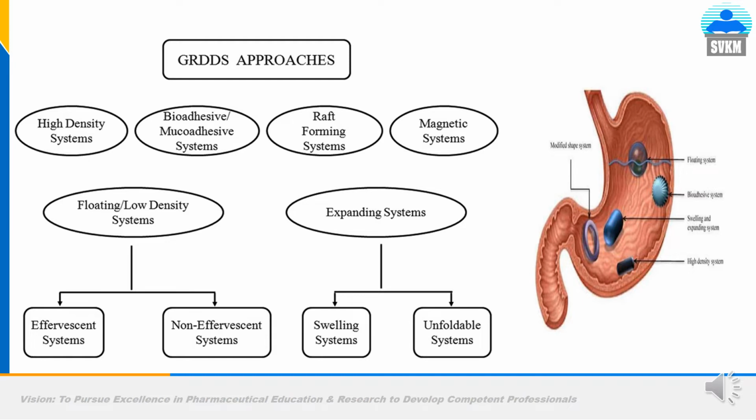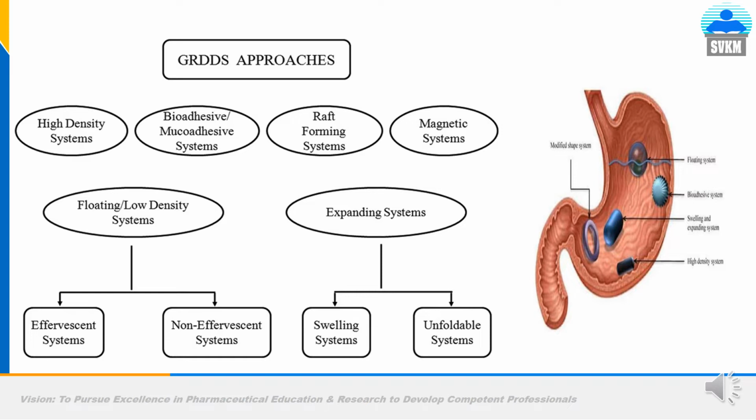Next is magnetic system. We know magnetic attraction is there. So if we have a small internal magnet in the formulation and we apply a magnet externally, it will attract and keep the formulation at the particular site. Next is expanding system, meaning there is a specific space, the pylorus sphincter. If the size of the formulation is greater than the mouth of that tract, it will not be able to pass. So how can we enhance that size? By swelling the system or unfolding, opening it, so that the size increases, it expands and will not pass further, meaning it will reside for longer.